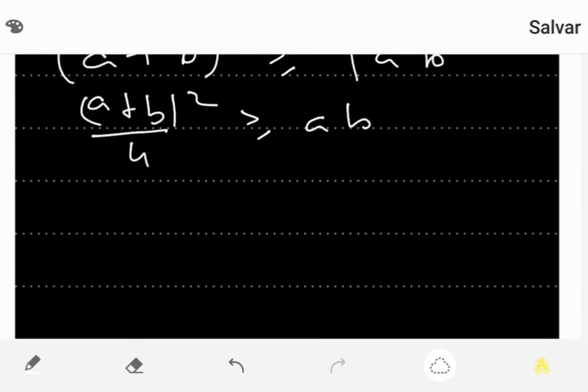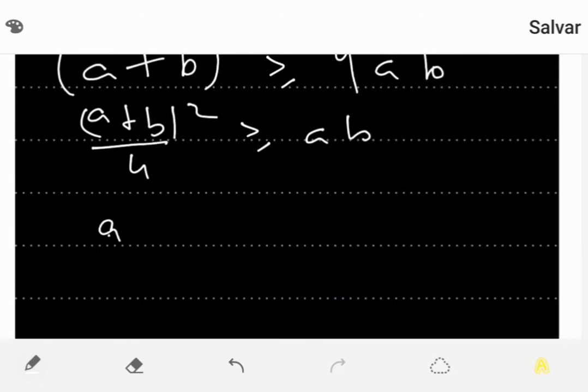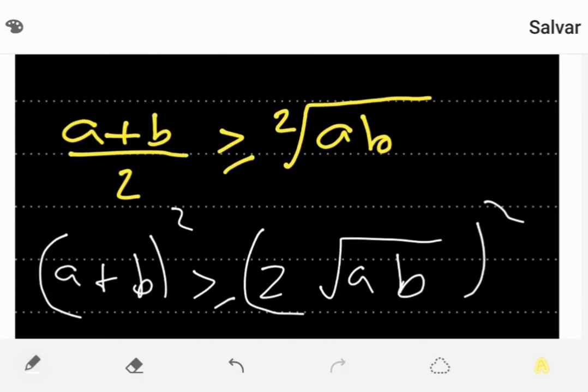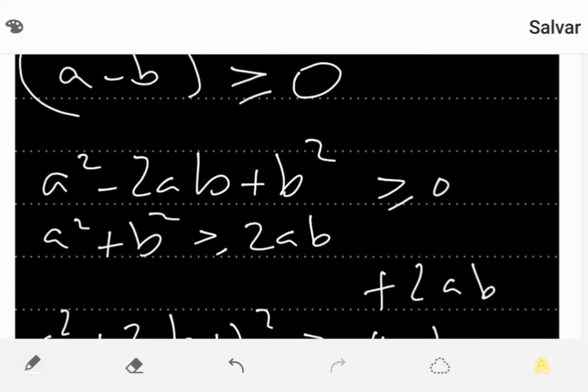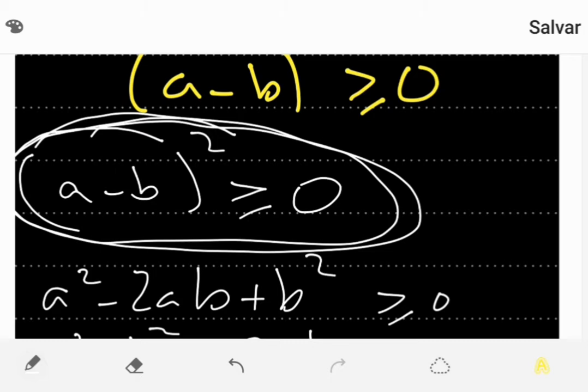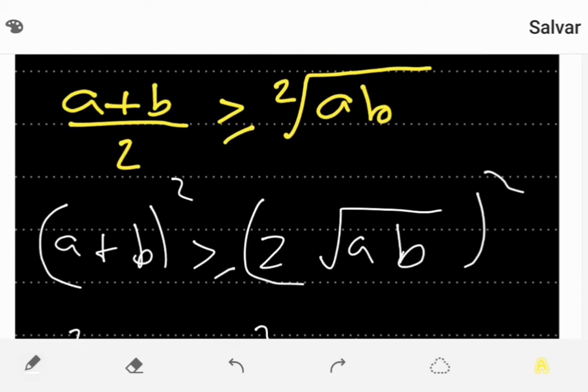So now we proved it again. Let's take the square root, so A plus B, 4, the square root is 2, is bigger or equal to the square root of AB. So this inequality, how do we prove it? Well, by having in our minds the idea that this is always true, okay? This is what you need to think in your head. A number squared is always bigger or equal to 0.